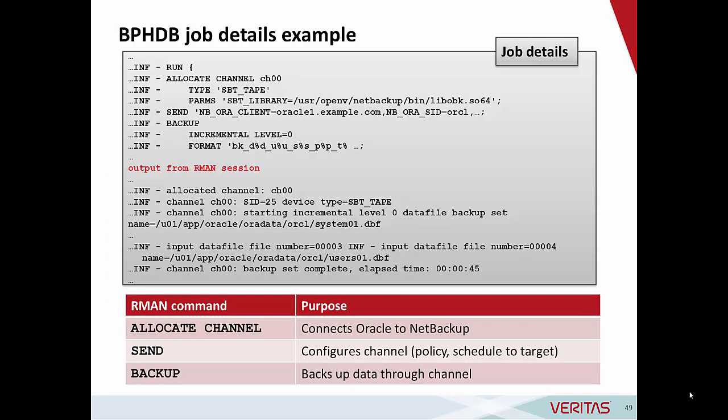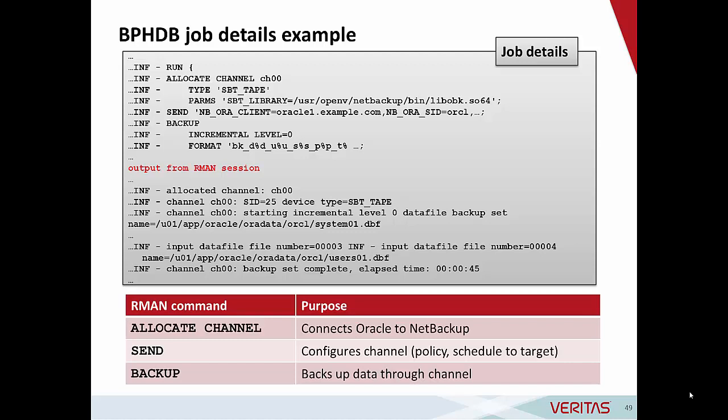Here's an example of what we'll see in the BPHDB job details. So we see the actual RMAN syntax being executed here. The allocate channel RMAN command connects Oracle to NetBackup. You can use multiple channels when you protect Oracle, which would be essentially the equivalent of using multiple data streams in another type of backup policy.